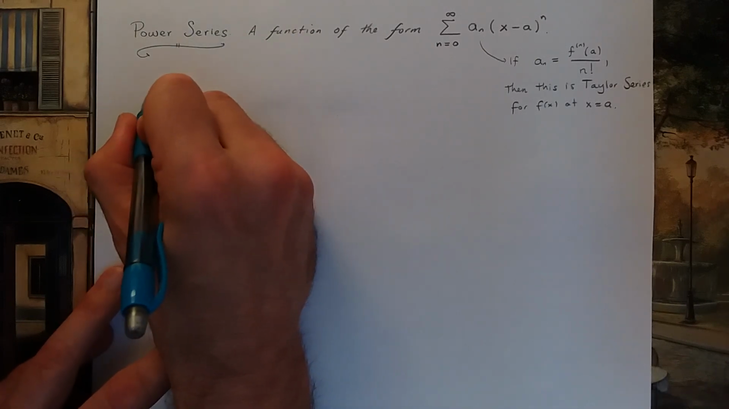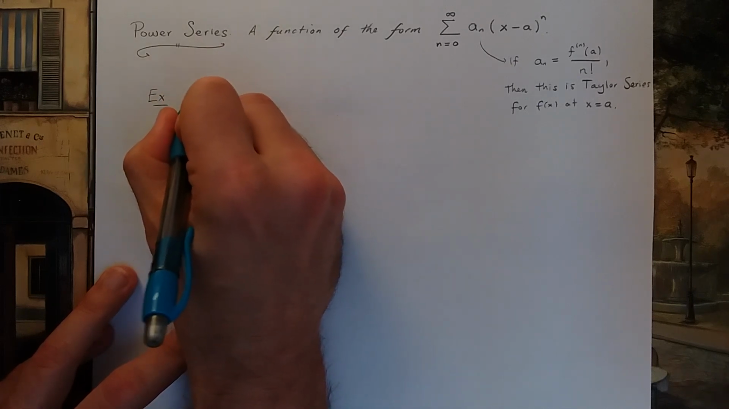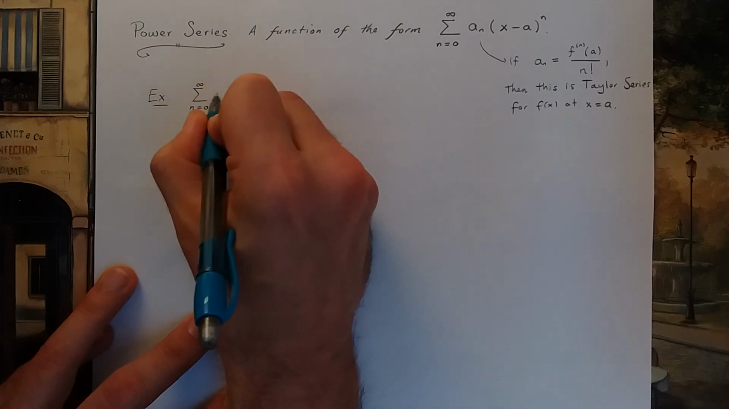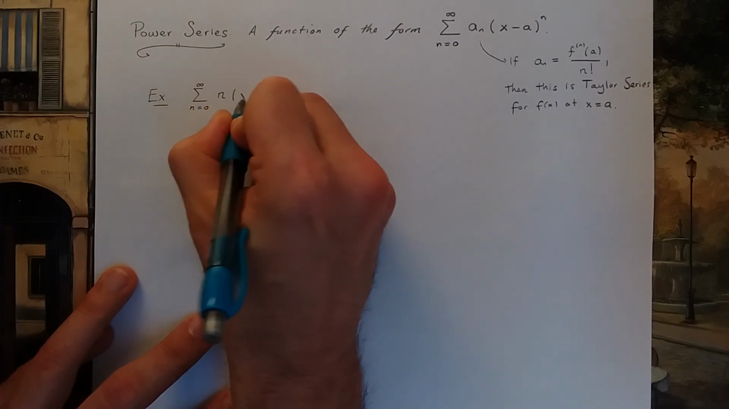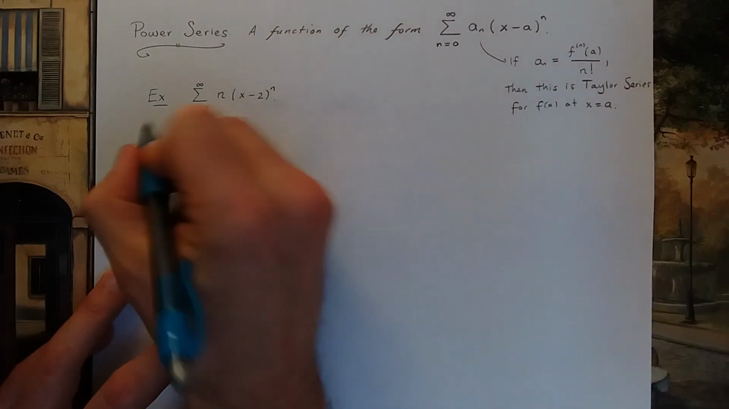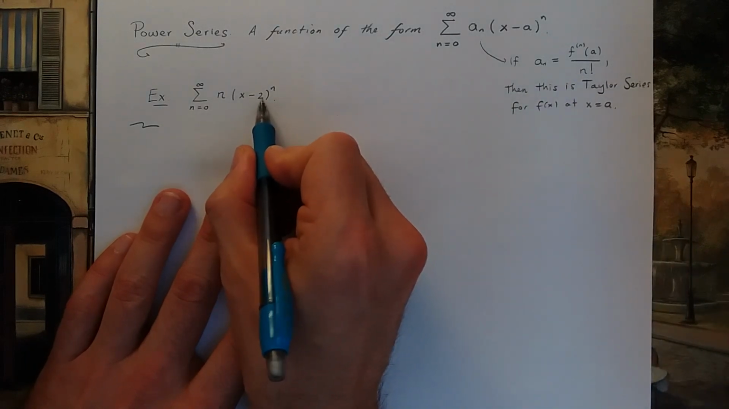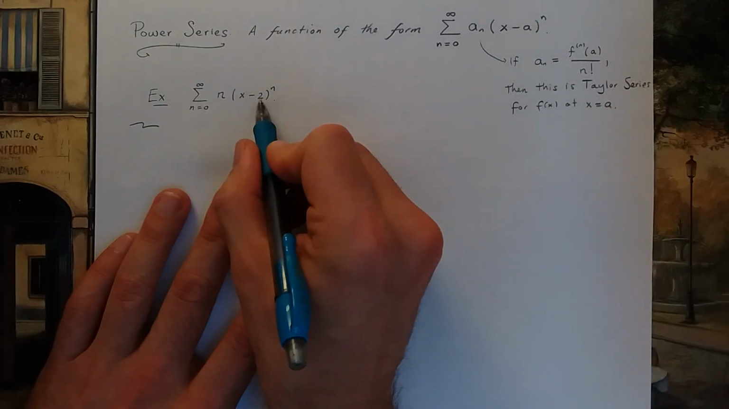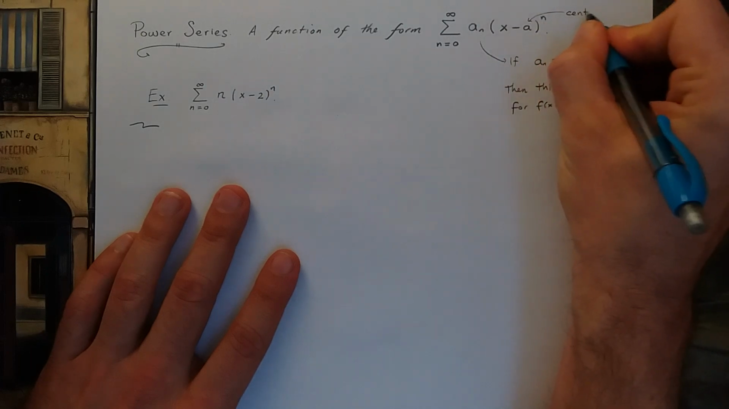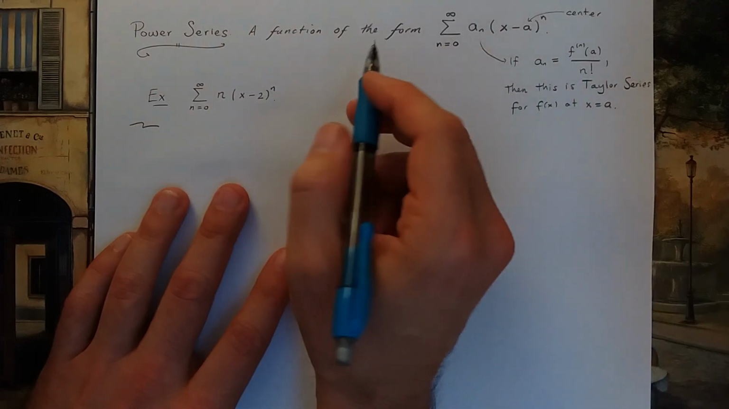For example, I could have the sum n going from 0 to infinity of n times (x minus 2) to the n power. That's a power series. It's centered at 2. A is called the center. So let me write that down. That's the center. And I have a power series.